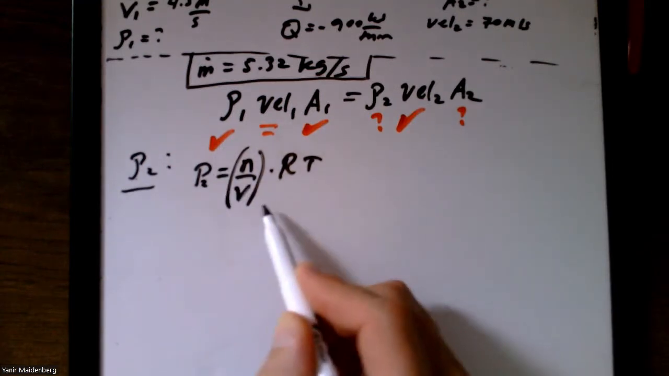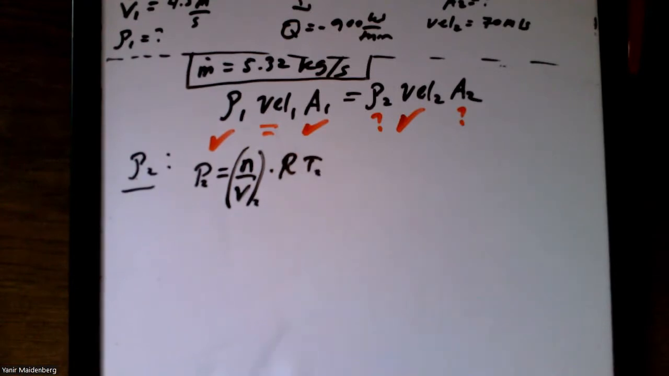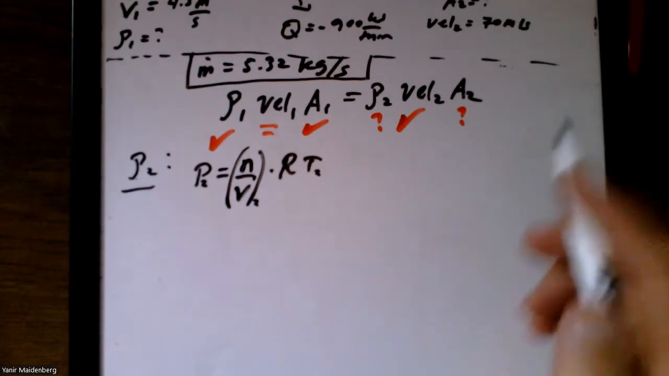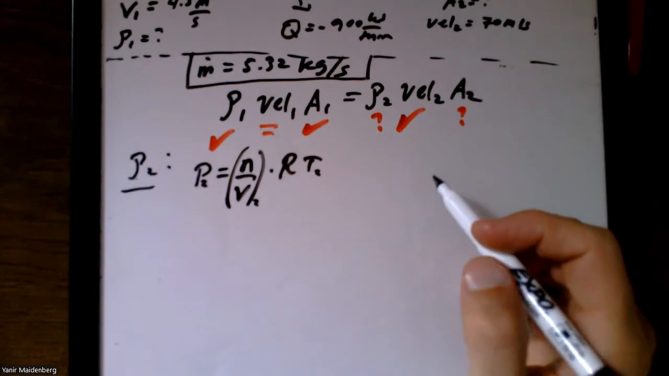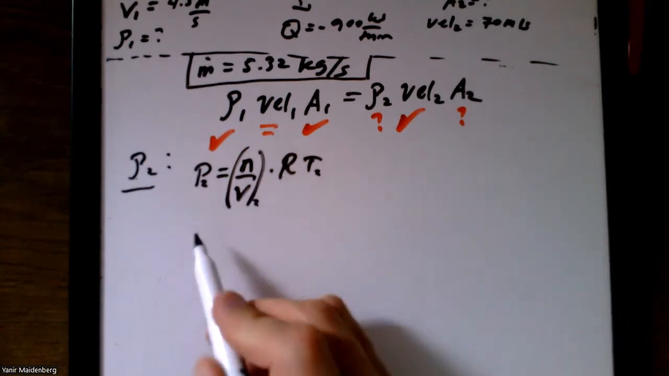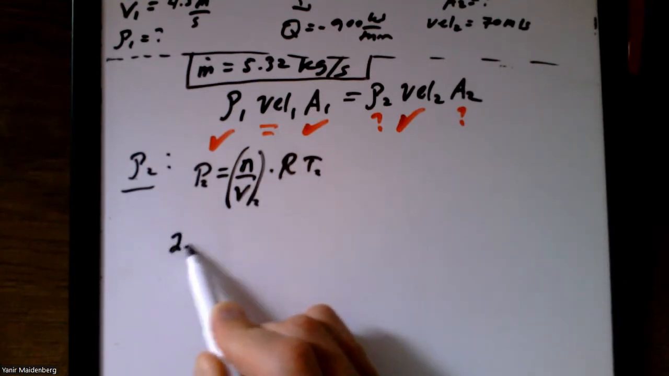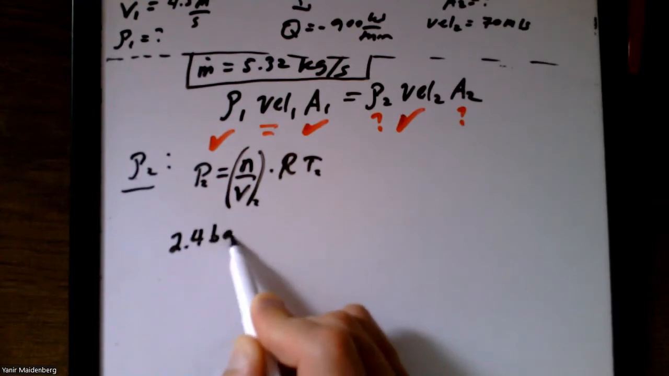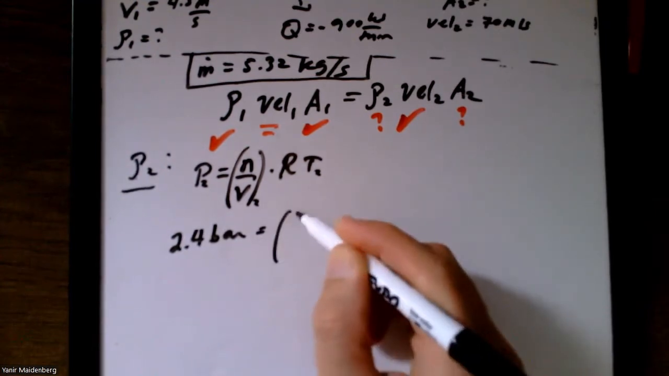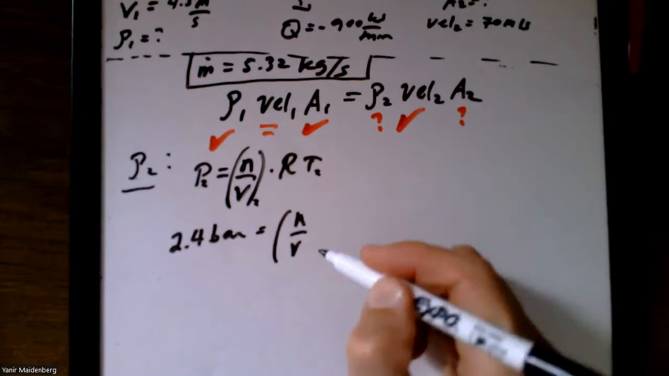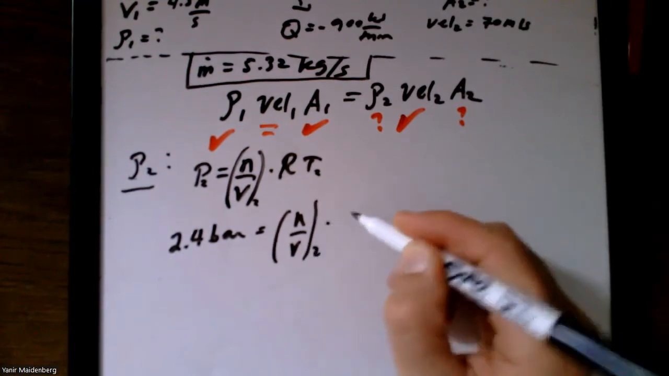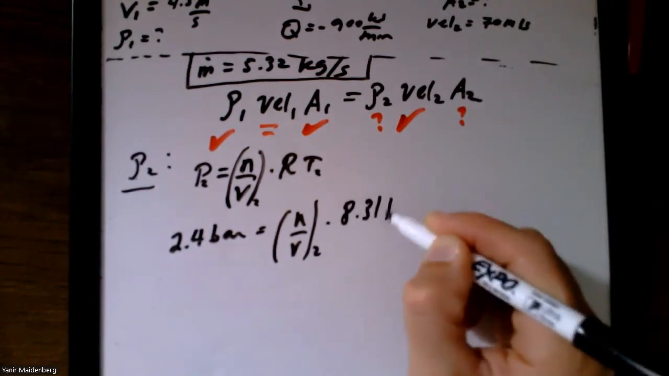So I'm going to use P2, and this is going to be 2 and 2. Okay, so using our final state variables, I know that the pressure 2 is 2.4 bars. This is going to be N over V 2. Again, it's going to be the same R as before.